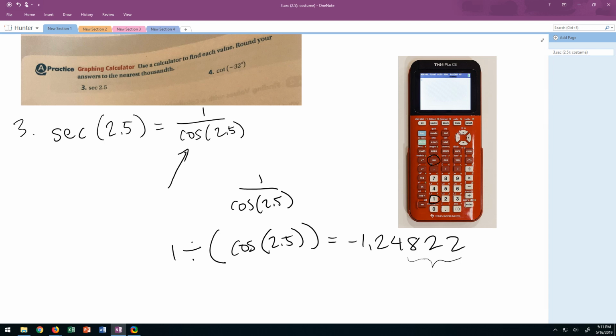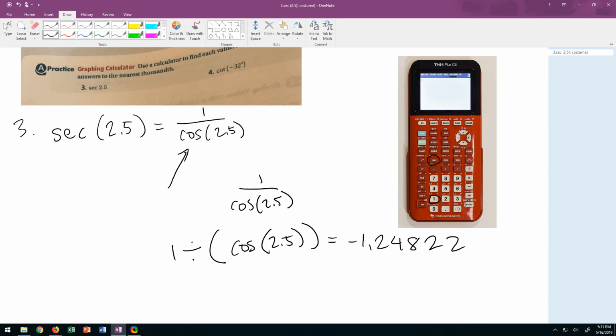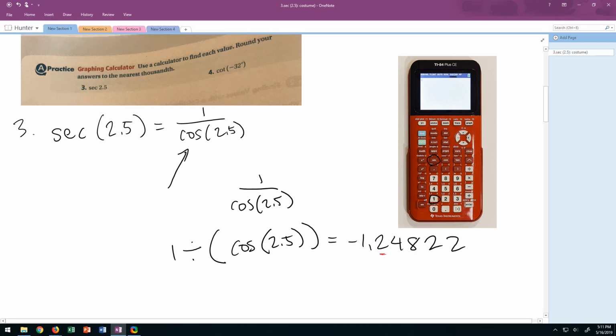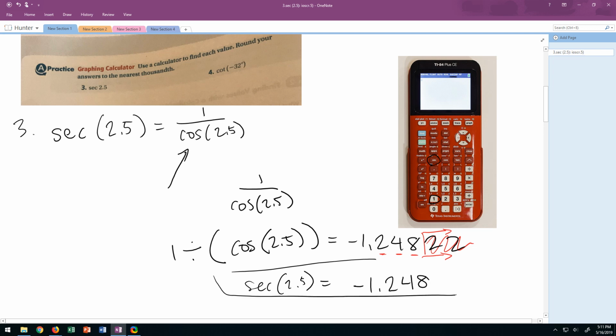In any case, they're asking us to round to the nearest thousandth place. So let's see, how do we round again? This is the tenths place, this is the hundredths place, now here's the thousandths place. That's the last digit that I want to keep, so I have to chop everything else off. Before I chop it off, I have to check if the next digit is a 5 or greater, in case I need to round up, but it isn't, so I round down. And I am left with my answer after rounding: negative 1.248 is equal to the secant of 2.5 radians. That's my answer. I hope you can do the same thing.